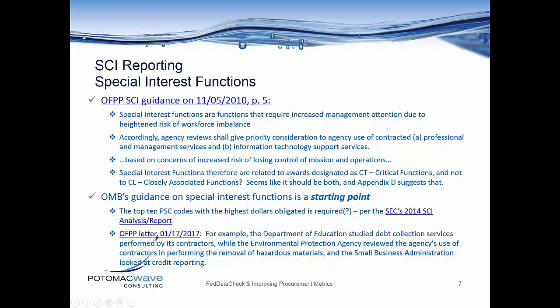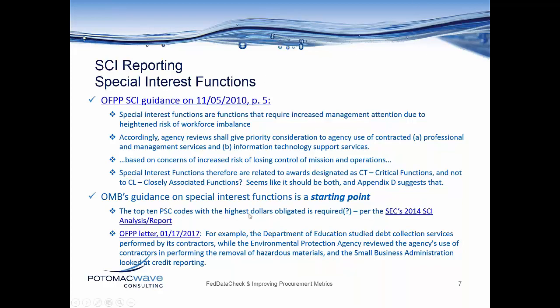And I'll send out this letter here, based on this OFPP letter. If you're the Department of Education, you're going to want to look at your PSC codes and awards related to student debt collection service. If you're the EPA, you're going to want to look at contracts, spend, and how much your balance of the workforce is on removal of hazardous materials.